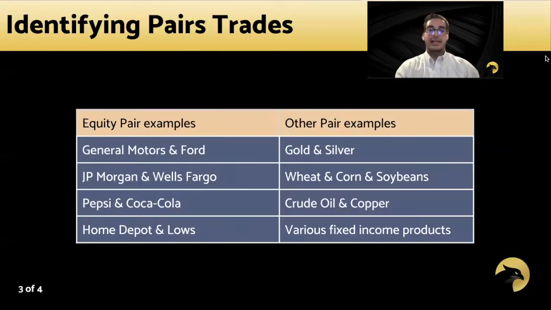On the equity side, as mentioned, we need to find two companies in the same industry with similar revenue sources. General Motors and Ford are great examples in the automotive industry, JP Morgan and Wells Fargo in banking, Pepsi and Coca-Cola, and even Home Depot and Lowe's. Other paired trading examples include gold and silver, wheat, corn, and soybeans, crude oil and copper, and then a whole variety of fixed income products and spreads.